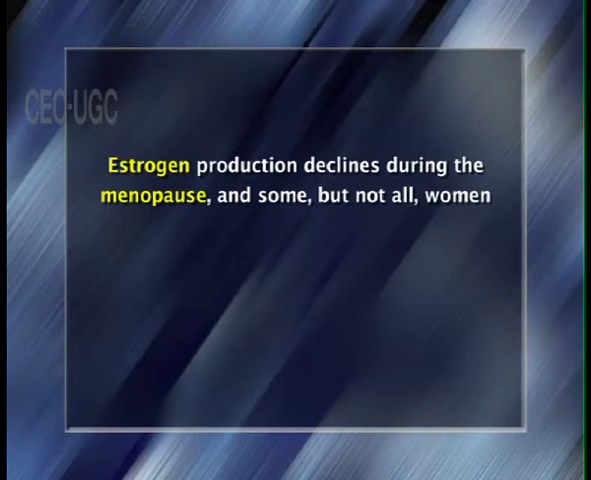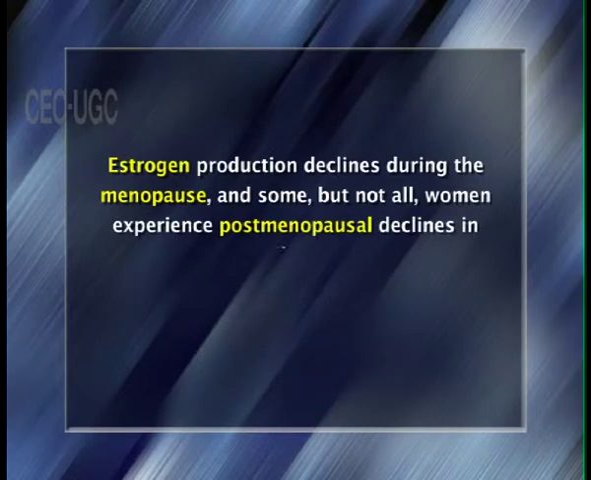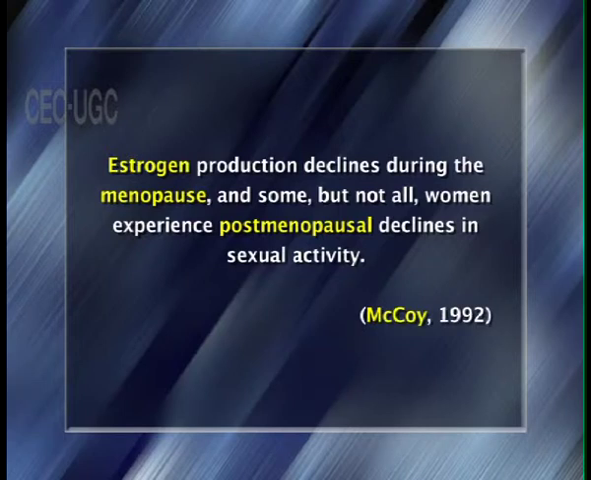The follicular stage of the menstrual cycle is typically associated with comparatively high levels of sexual behavior. Estrogen production declines during menopause, and some, but not all, women experience a postmenopausal decline in sexual activity, as per McCoy in 1992.